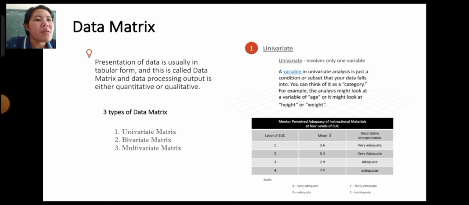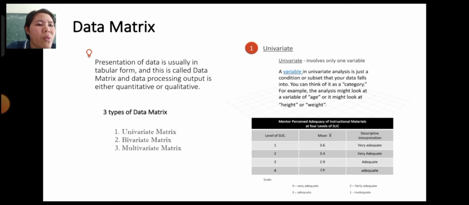Univariate involves only one variable. A variable in univariate analysis is just a condition or subset that your data falls into. You can think of it as a category. For example, the analysis might look at a variable of age, or it might look at height or weight.